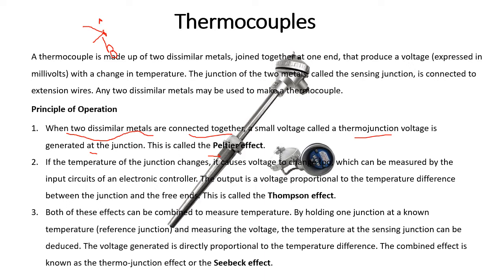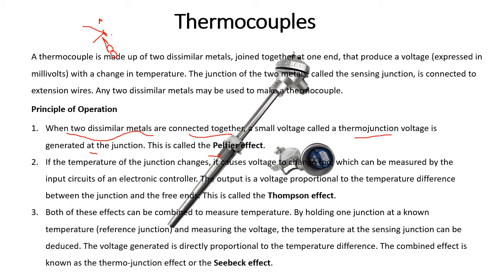And this is called the Peltier effect. Now there is one more effect, which says that if the temperature of this junction changes, it causes the voltage to change too, which can be measured by the input circuits of an electronic controller. The output is a voltage proportional to the temperature difference between the junction and the free ends, and this is called the Thomson effect.